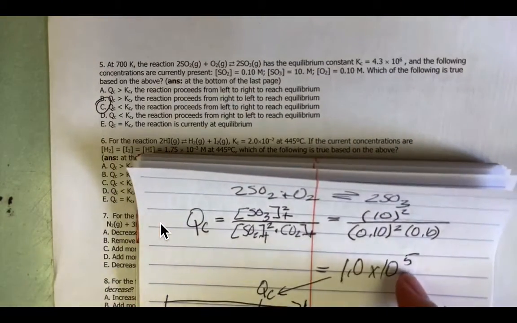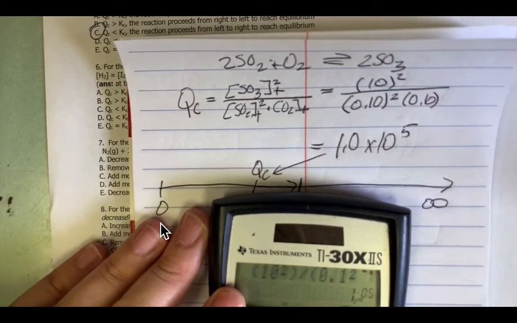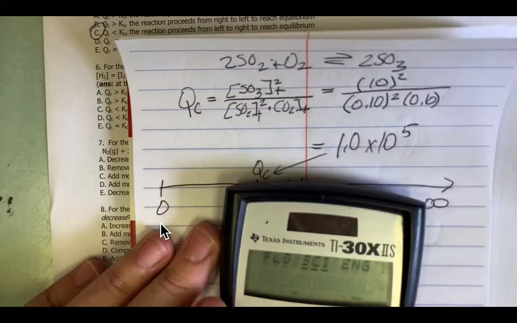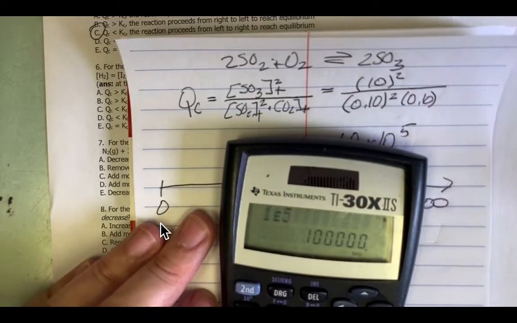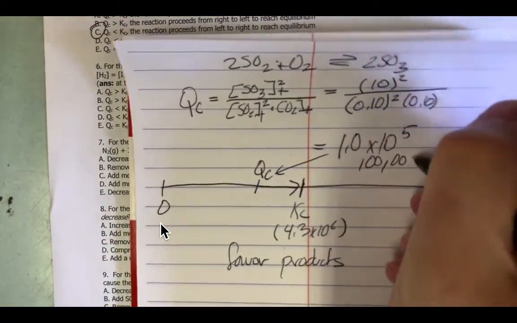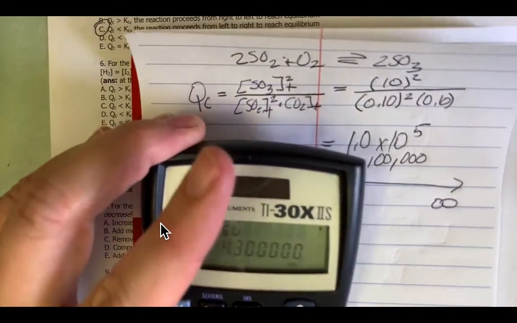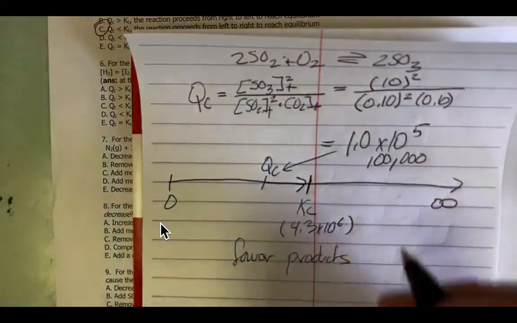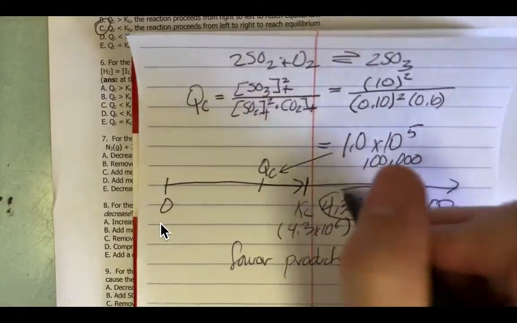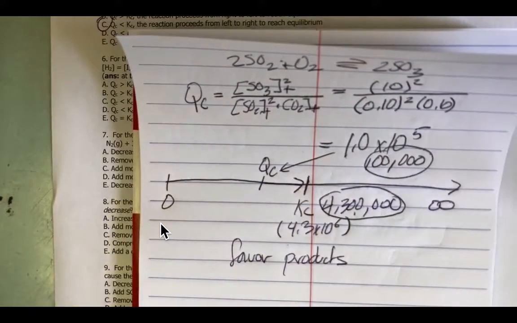If you ever get confused about these exponents, like 10 to the 6th versus 10 to the 5th, you can always do this. Enter 1 times 10 to the 5th into your calculator, go over to floating notation, and that gives me 100,000. And then 4.3 times 10 to the 6th in floating notation is 4.3 million, 4,300,000. With regular decimal numbers rather than scientific notation, it should be easier for you to sort out that 4 million is larger than 100,000.